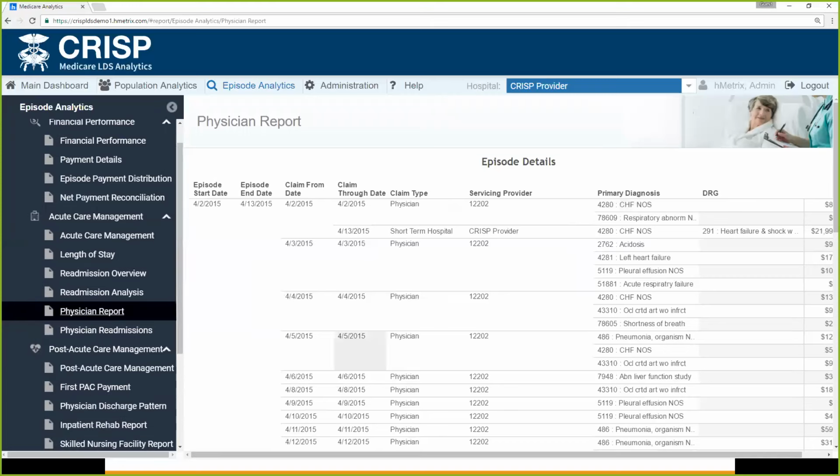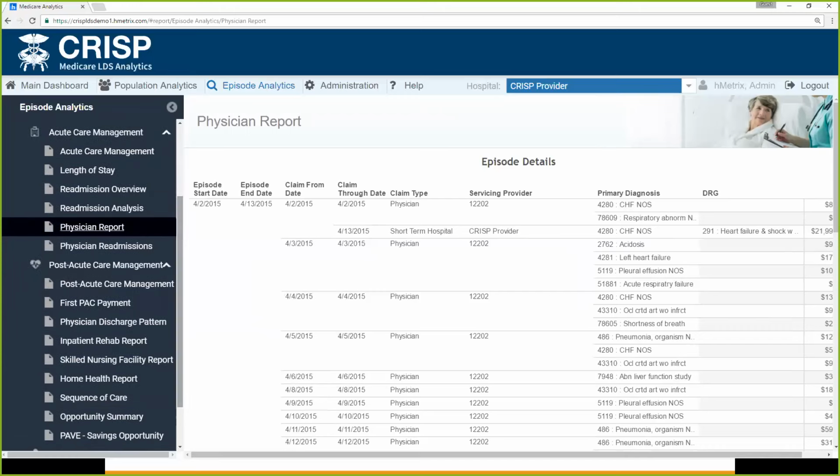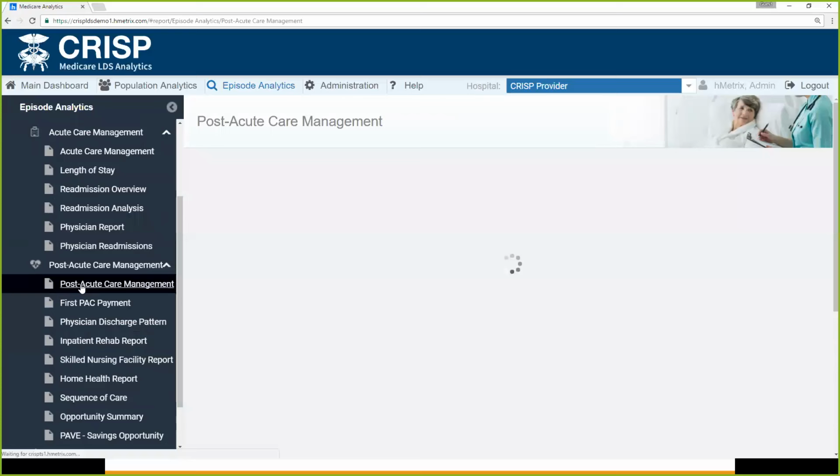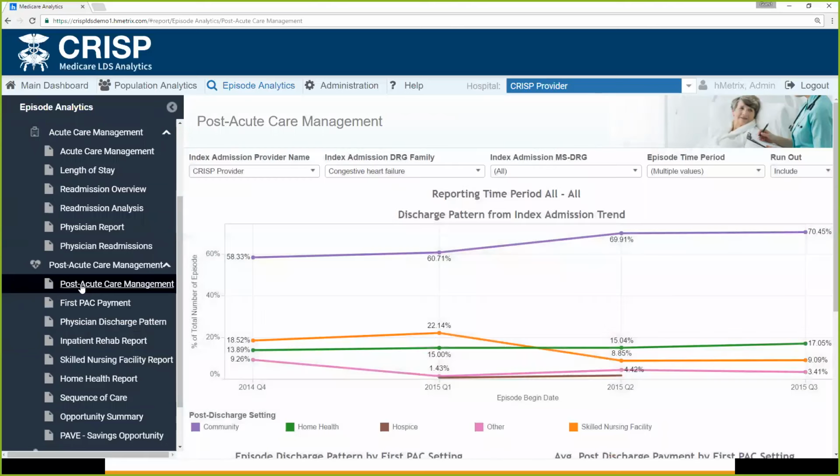In this case, it looked like possibly post-acute, so maybe in that case you'd want to jump to the post-acute care management section. The post-acute care management section is an area where hospitals are usually a little bit less aware, outside of the bundled payment world. So this is what's happening beyond the four walls of the hospital, what happens to the patient as they go through the different episode pathways in the post-discharge settings.